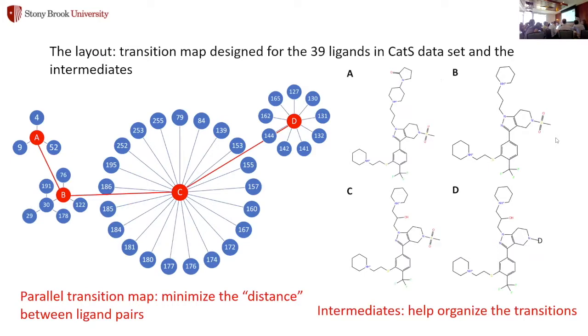This is just zooming into the map. The first thing is to compare those ligands to find the similarity and then group them into different groups based on their similarity. And the important thing when calculating relative binding free energy is to get this map as parallel as possible, to minimize the distance between ligand pairs on the transition pathway. So make every ligand pair as close to each other as possible.